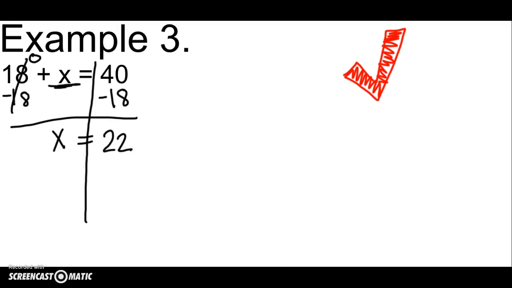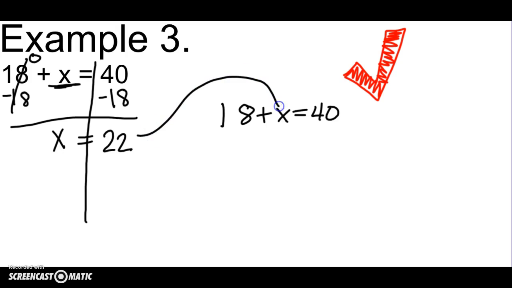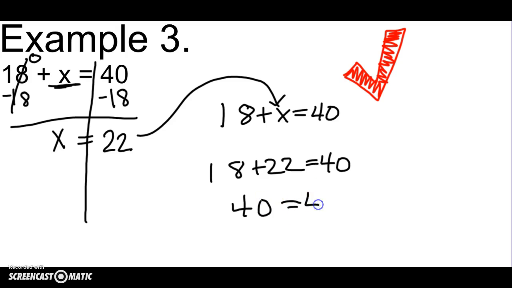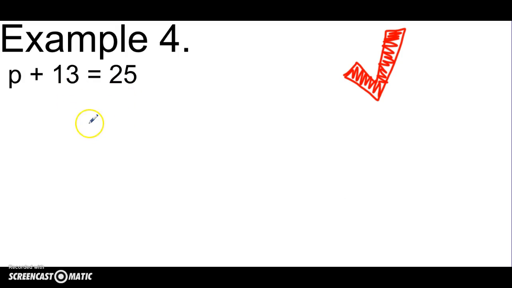Let's check. My original equation was 18 plus x equals 40. I'm going to plug 22 back in for x, and I'll have 18 plus 22 equals 40, which reduces down to 40 equals 40, and that is a true statement. It checks out. All right, let's try one more example.